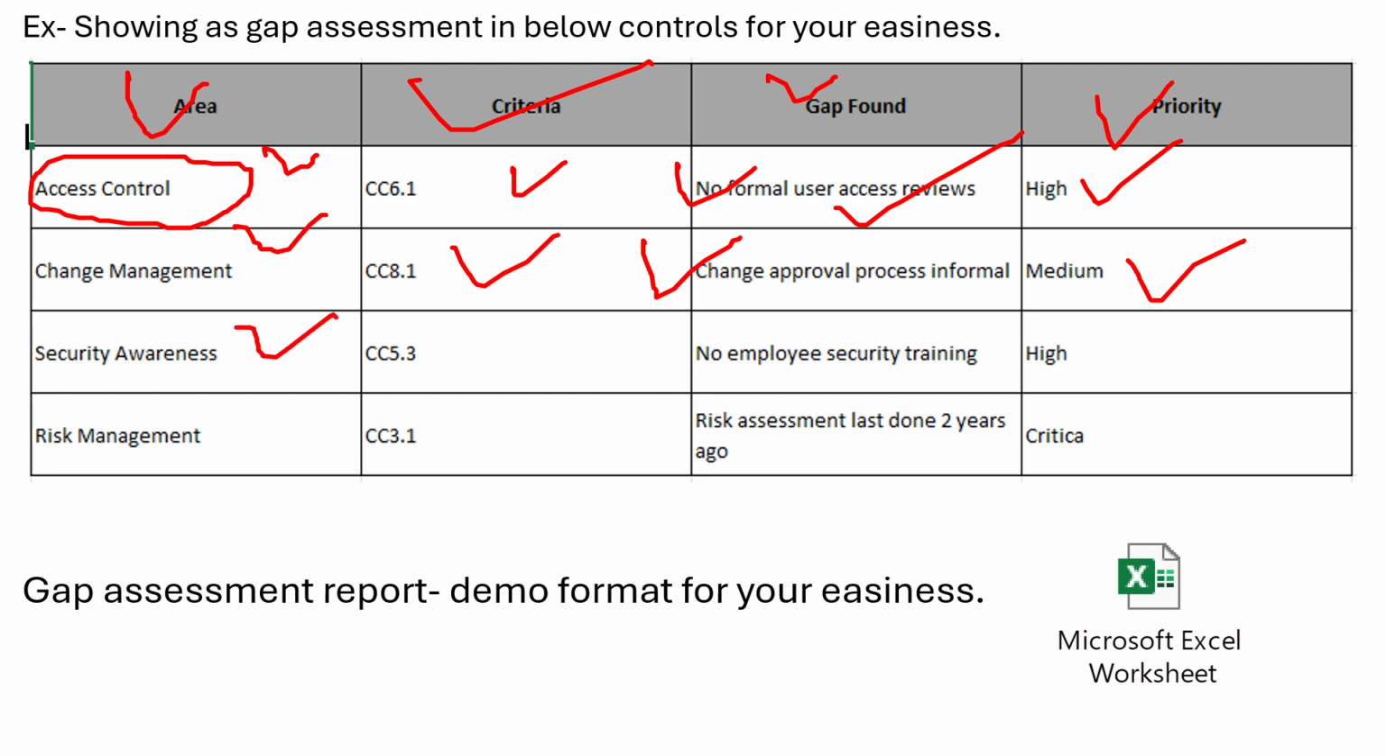Security awareness comes under CC 5.3. No employee security training conducted. What is the severity? High. Risk management comes under CC 3.1. The risk assessment was last done 2 years ago, and you know how critical risk assessment is. This is a very high severity case, that's why the priority is set as critical.